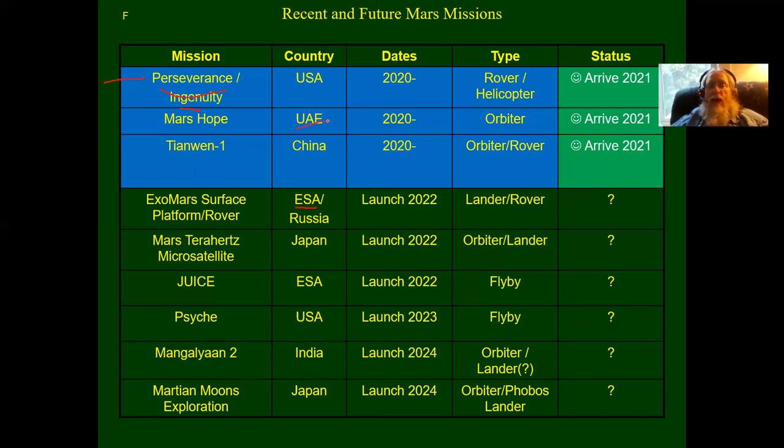Notice also the United Arab Emirates have an orbiter on the way to Mars right now. And then you can see some of the future ideas, including some like Juice and Psyche will fly by Mars on their way somewhere else. But then some others that I think all of these are sufficiently well funded that they're realistically planned.